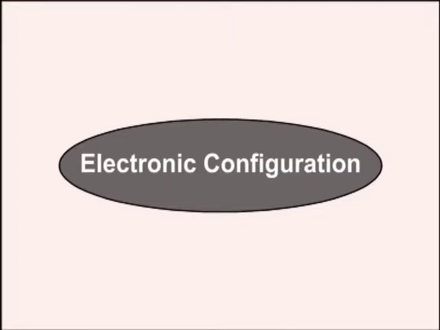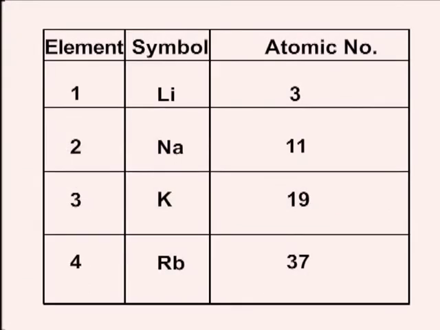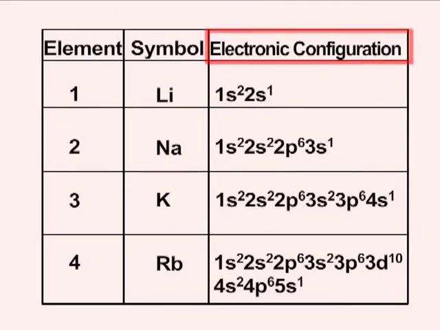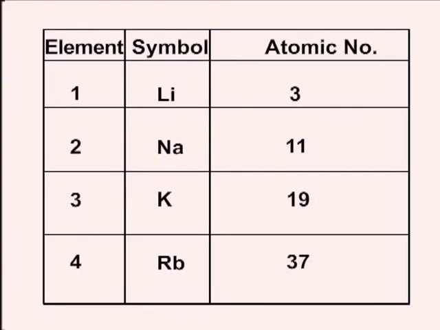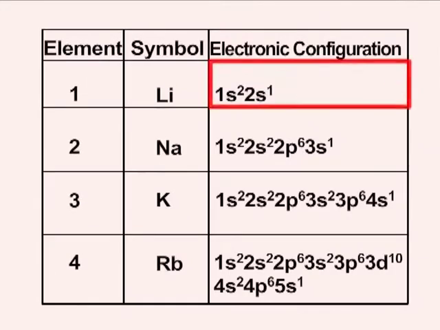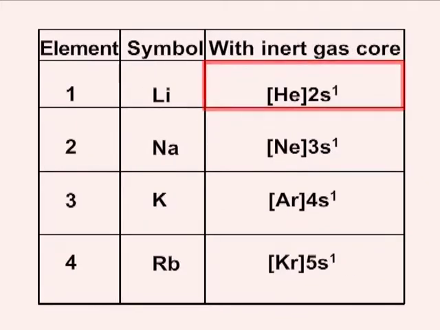Electronic configuration. Students, we are looking at a table showing an element, its symbol, its atomic number, and its electronic configuration. Element lithium is shown by symbol Li. Its atomic number is 3. Its electronic configuration is 1s2 2s1. Its electronic configuration with inert gas core is also shown on the screen.